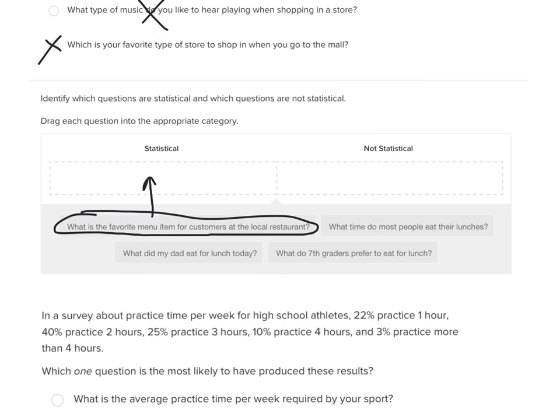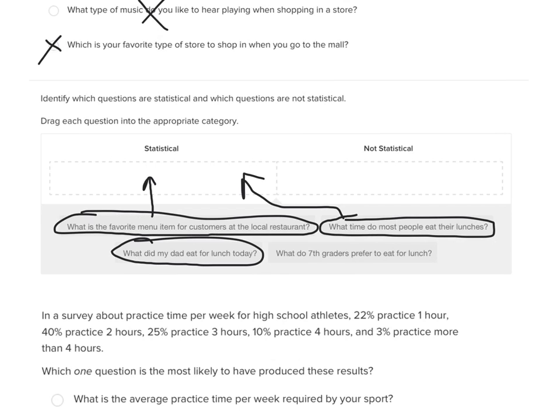Okay. What time do most people eat their lunches? Well, there's a lot of variability in that. Who knows? You're going to need to give types of people. That's statistical. What did my dad eat for lunch today? You'd find out, and there's just the one answer. That is not statistical. There's a single answer to that.